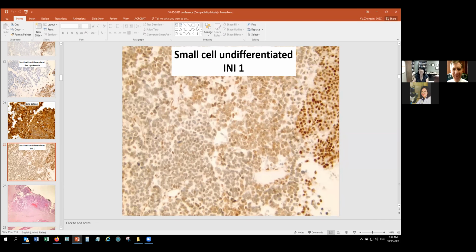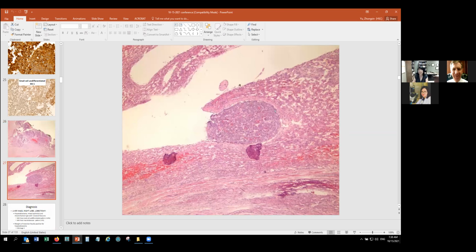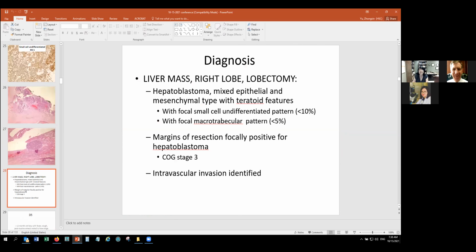For this specific case, somehow the expression is a little bit low. I'm not sure why. Some others' experiences said that in the small cell undifferentiated component INI1 is usually stronger staining compared to neighboring cells. In my experience sometimes low, sometimes equal, but there should be no loss. Loss is no good. Of course, for a resection specimen, we want to look at the margin, positive or negative. For this one it is positive, and we look for intravascular invasion.